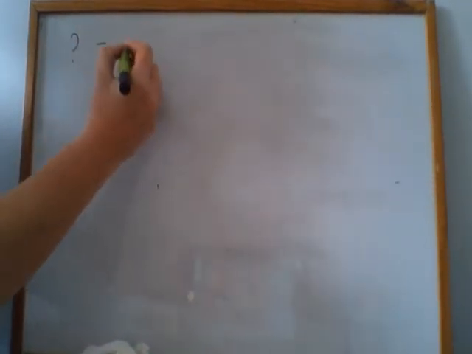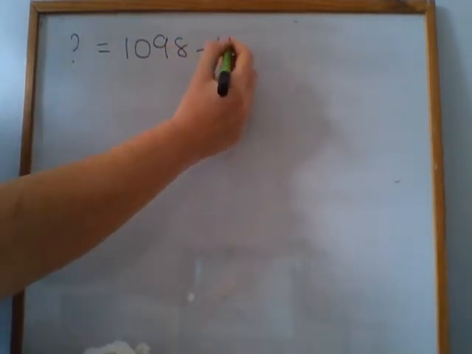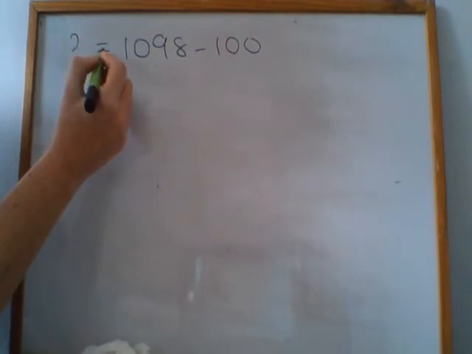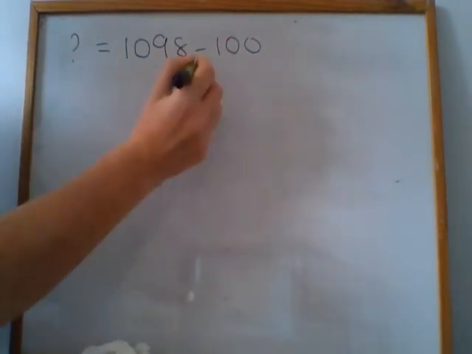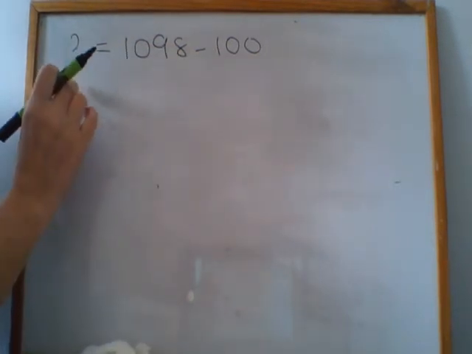Okay, good effort with those. Let's have a look through the answers. Number 1, you have something equals 1098 minus 100. What that's actually saying to you is, this equal sign is saying whatever's on this side has to equal what's on this side. So if you work this out, you'll be able to get the answer to this.